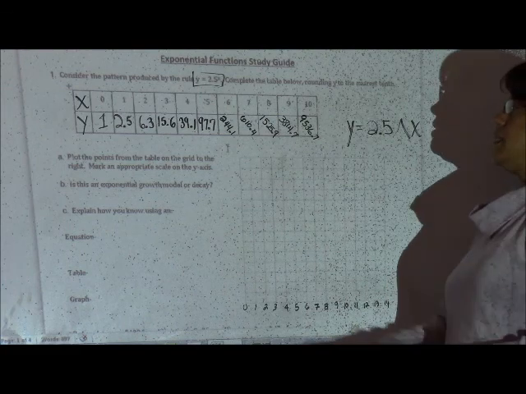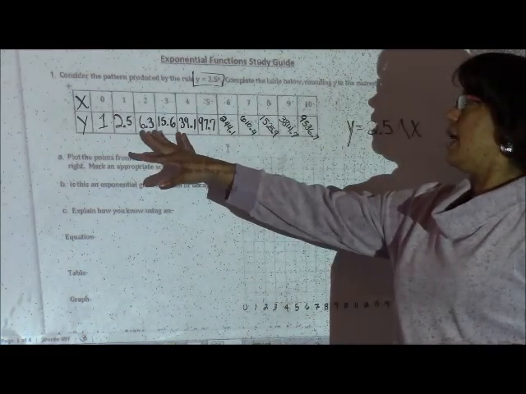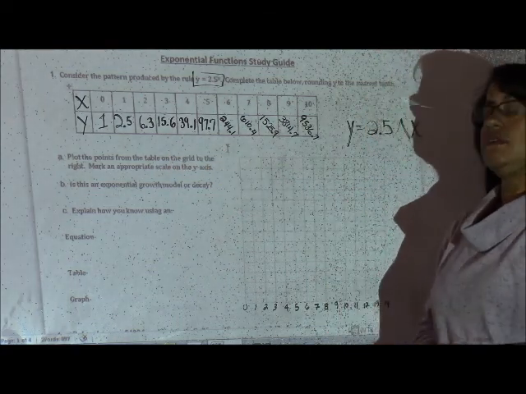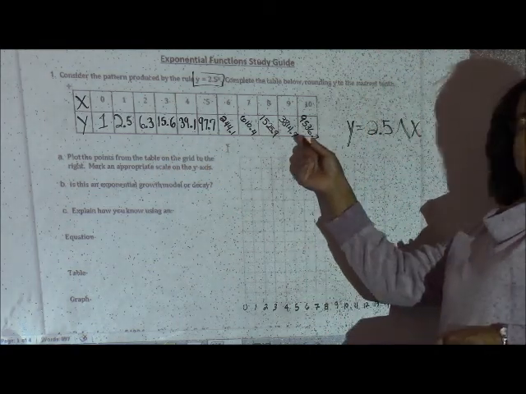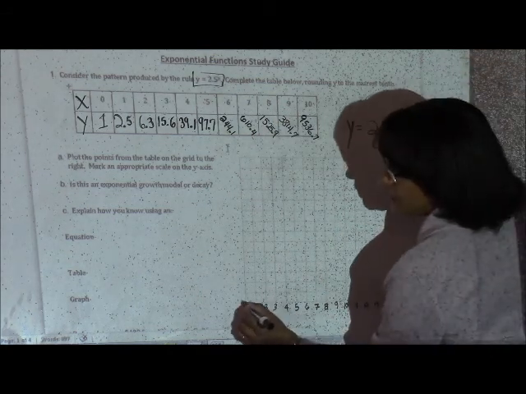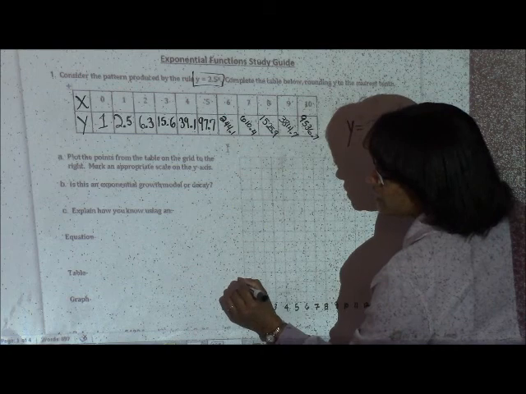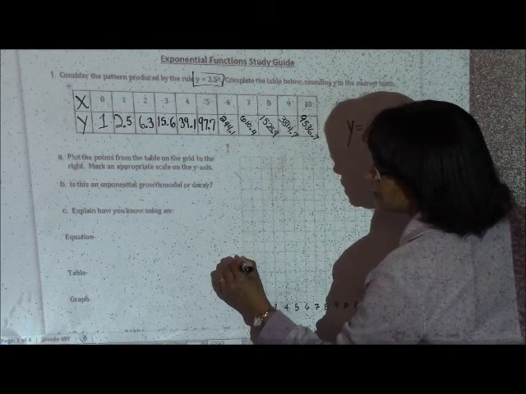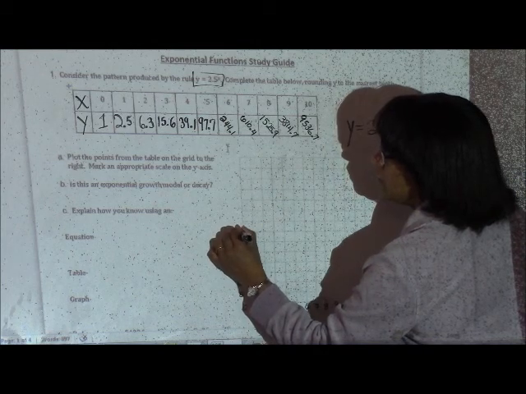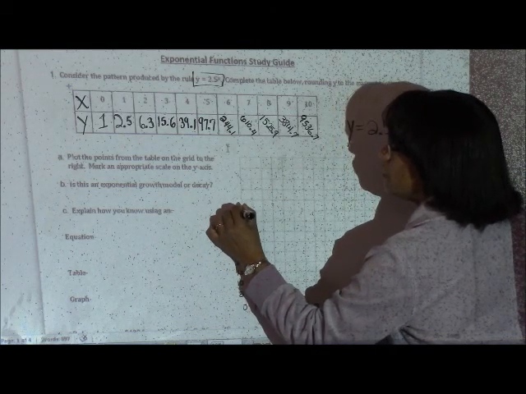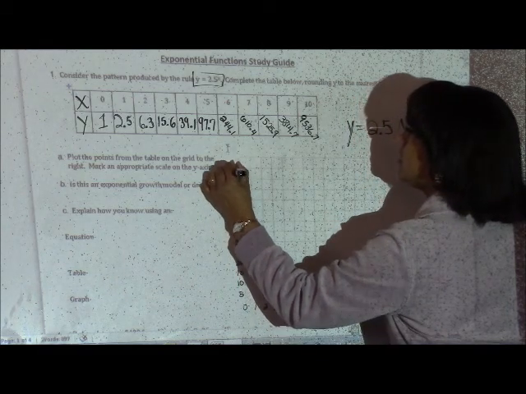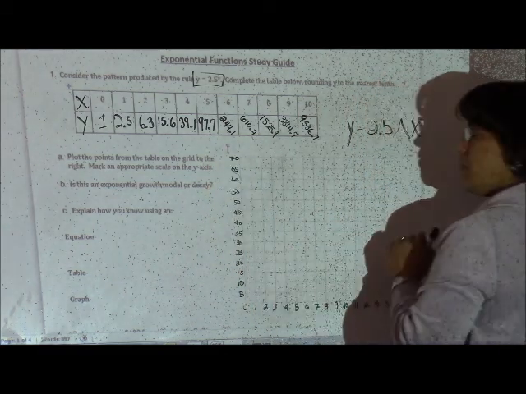Now I was looking at this, let's look at our y's. We have 1, we have 2.5, we have 6.3, 15, 39. We could actually go in increments of 5 because we don't have to go all the way up to 9,000. We just want to see the pattern. So let's go by 5s. 5, 10, 15, 20, 25, 30, 35, 40, 45, 50, 55, 60, and 65, 70. Now we plot our points.